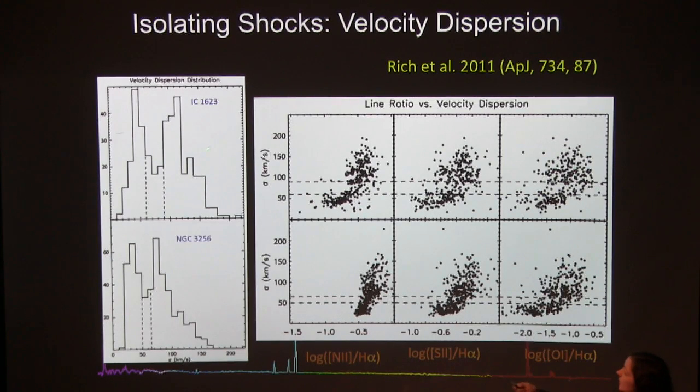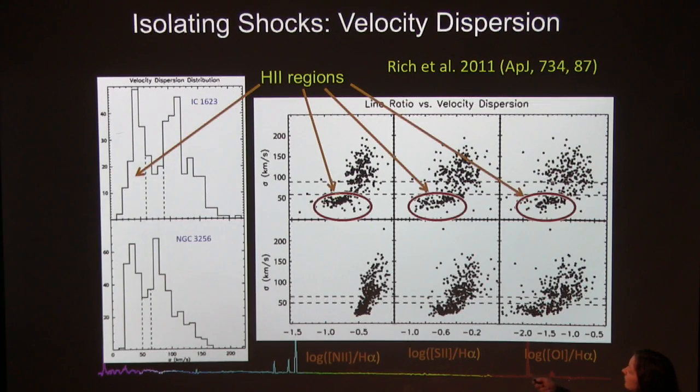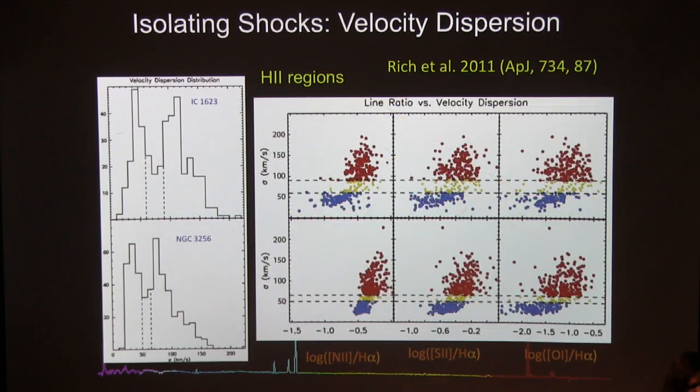Okay. So you can see the bimodal distribution here. We have velocity dispersions which are large. These are 100 to 200 kilometers per second. These are typical of slow shocks. And then we have a velocity dispersion peak which is small, around 40 kilometers per second. This is really typical of H2 regions. So now we can do interesting things.